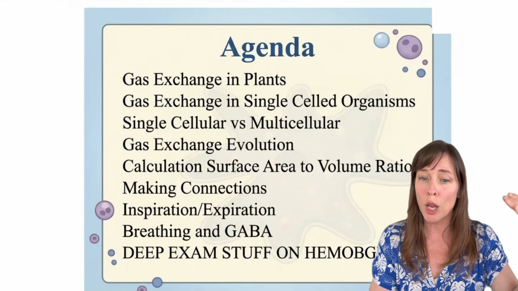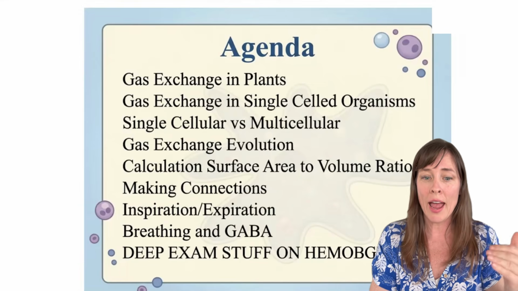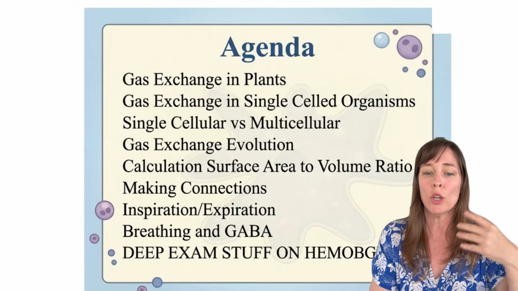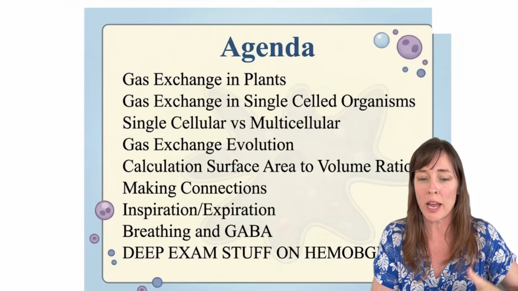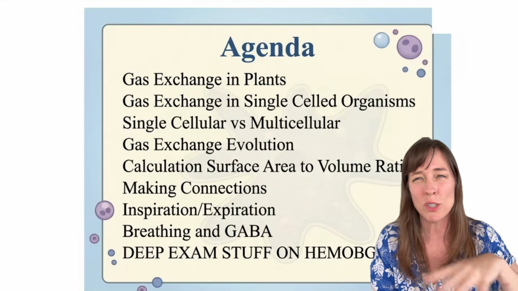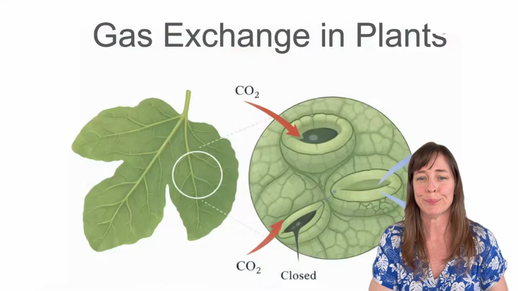So we'll be talking all about gas exchange and how to calculate gas exchange, different ratios of that, looking at connections between inspiration, expiration, breathing, and GABA. And then we're going to go a deep dive on what's going on in the hemoglobin.